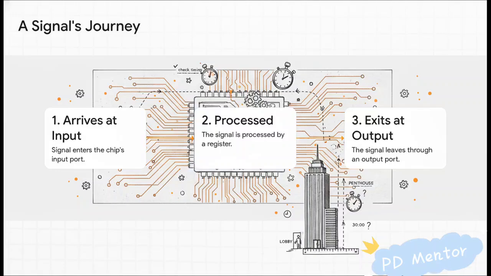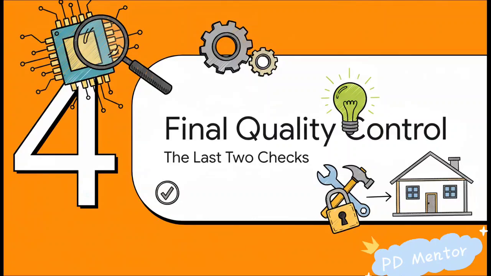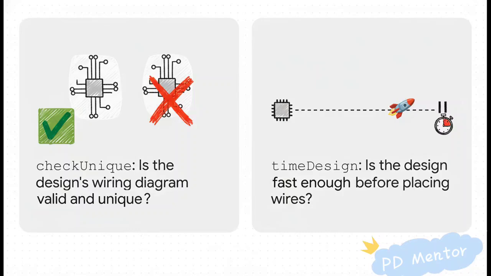It'd be like not knowing if it takes 30 seconds or 30 minutes to get from the lobby to the penthouse. You just can't operate that way. All right, so once the basic wiring and the timing plans are looking solid, the engineers perform one final quality control. It's like the last sign-off on the blueprint before construction gets the green light. These last two checks are super quick, but they're absolutely crucial.